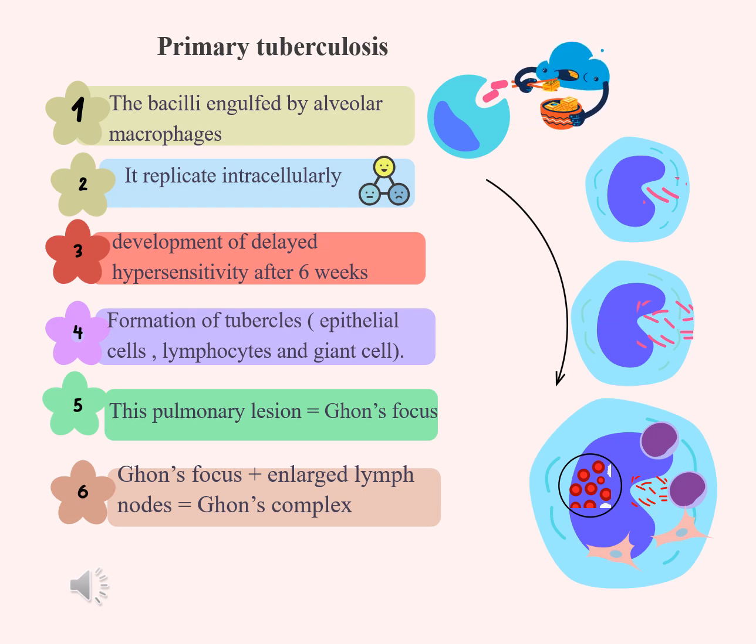This pulmonary lesion is called the Ghon focus. The Ghon focus, together with the enlarged lymph nodes, forms the Ghon complex. In this period, the tuberculin test becomes positive. Bacilli are disseminated by the bloodstream to many organs. These are known as secondary sites. Both primary and secondary sites of infection usually undergo fibrosis and calcification.